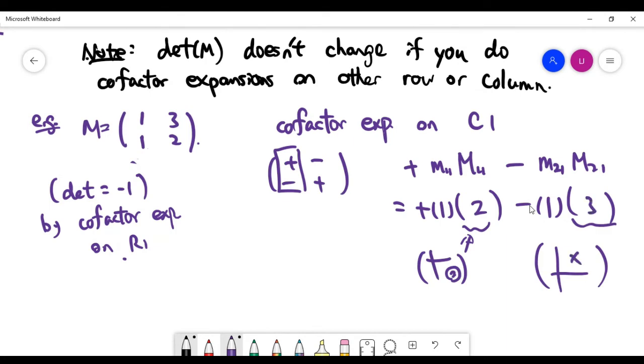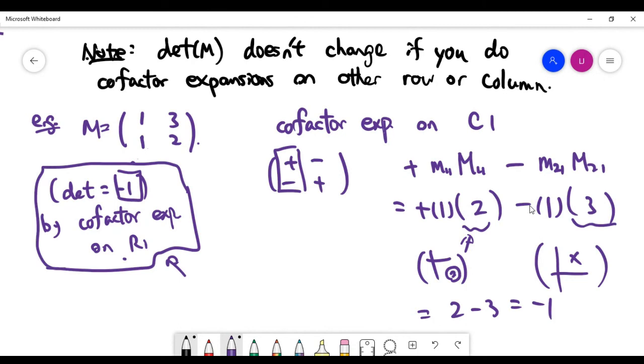And you see now the determinant is minus 1, which is the same as the answer you obtained with the cofactor expansion on row 1, right? So it gives you a sense that the result never changes, even if you choose others. For example, you can choose row 2, you can choose column 2. You will obtain the answer minus 1 at the end. So that's the way to find the determinant of a 2 by 2 matrix.